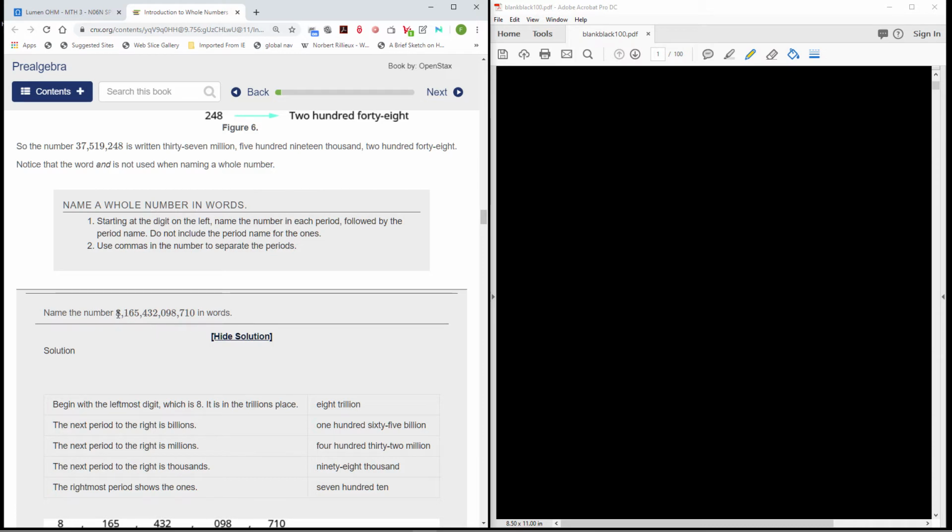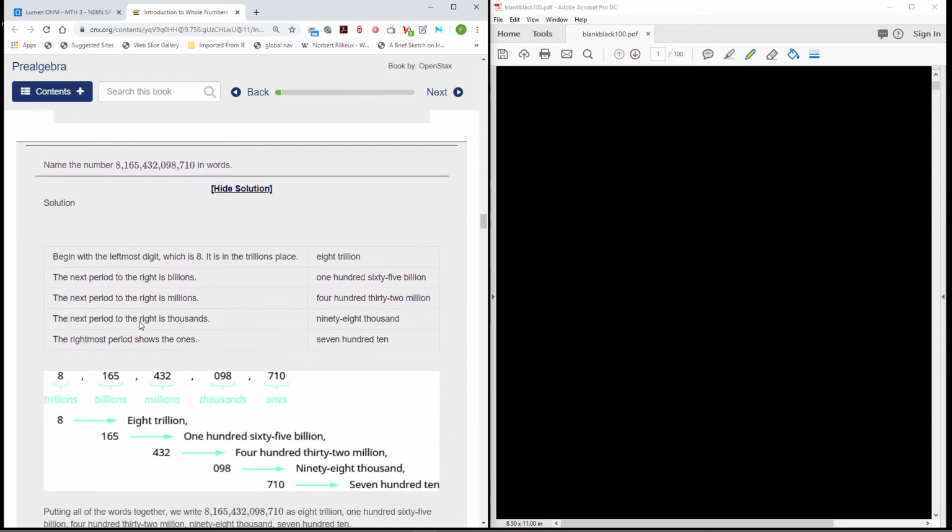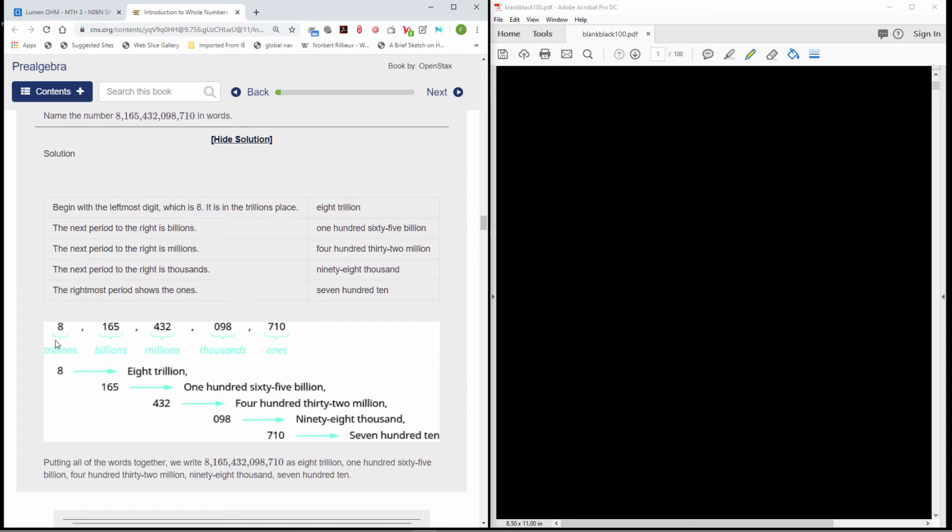98,432,165,000,000 and 8 trillion. So when you're reading it out, you read it out according to the period the digits fall in. You can see that here. When you write this out, you write it out according to whatever period it falls in. The 8 is in the trillions period.